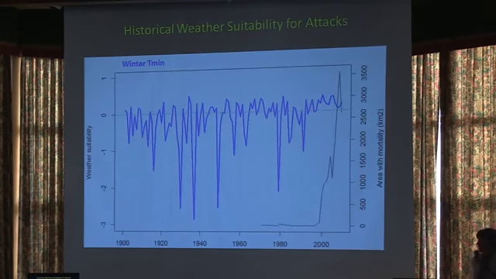So this graph, on the y-axis is the term from the model. It's the log odds of winter mortality. Above 0 is a suitable winter temperature, below 0 is unsuitable, it's very cold. It's plotted from 1900 through 2009, and the black line is the recent outbreak, the area with mortality.